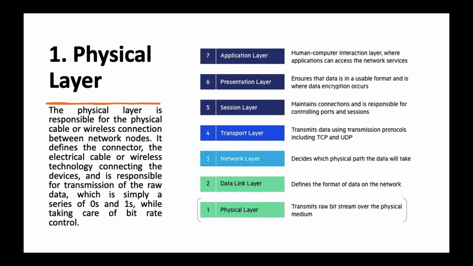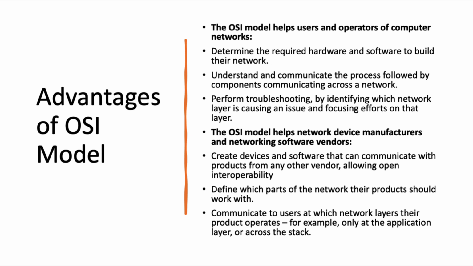Let's move further and understand the advantages of the OSI model. The OSI model helps users and operators of computer networks determine the required hardware and software to build their network, understand and communicate the process followed by components communicating across a network, and perform troubleshooting by identifying which network layer is causing an issue and focusing efforts on that layer.